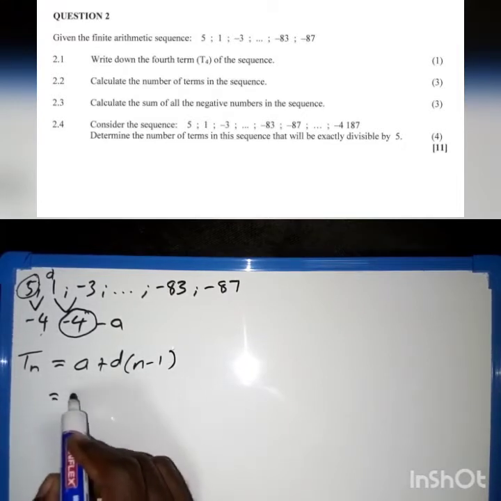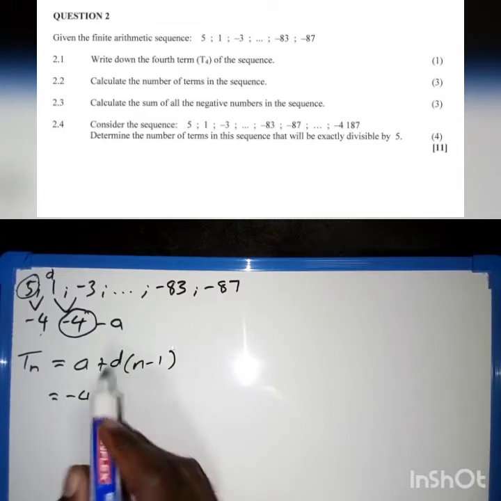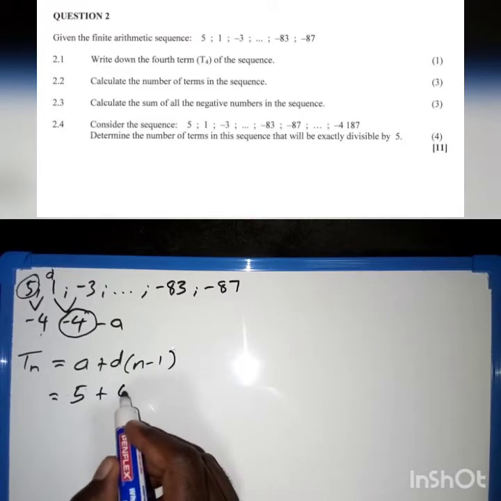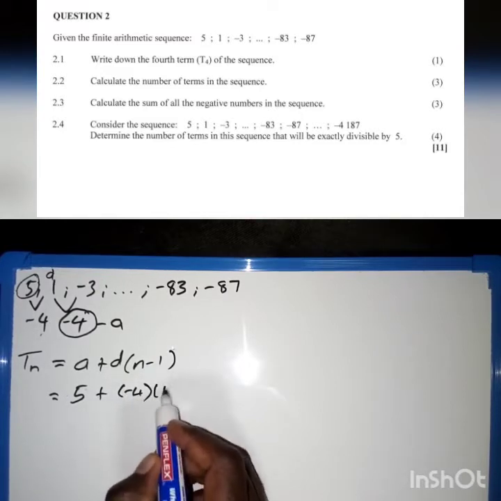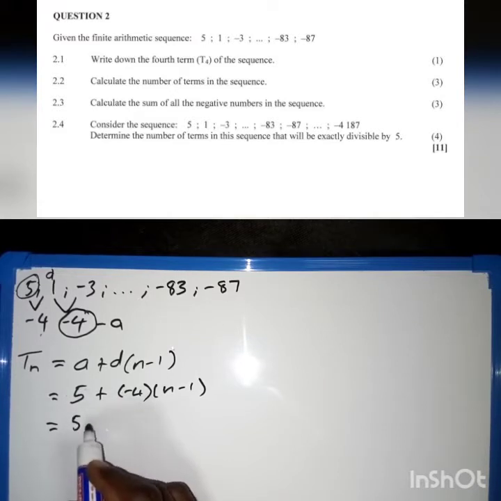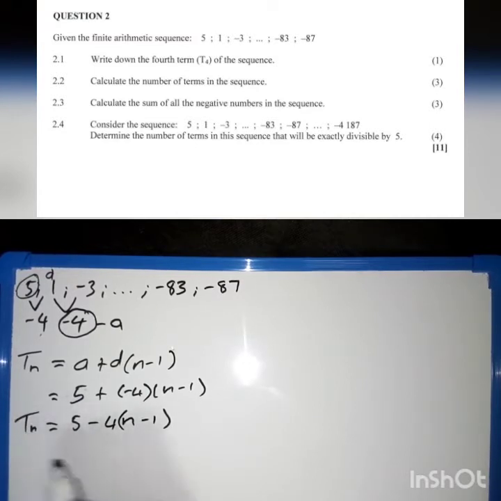So our A is 5 plus our D, which is negative 4, times n minus 1. So we have 5 minus 4 times n minus 1. So this is our formula for Tn.